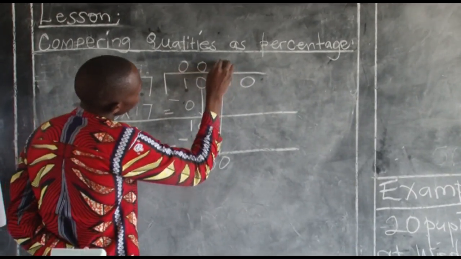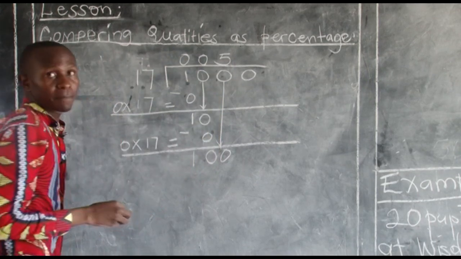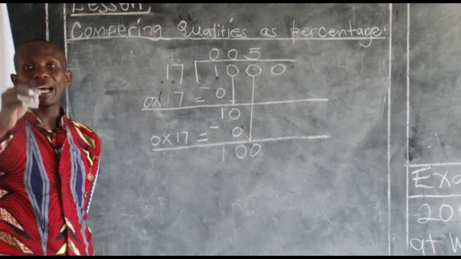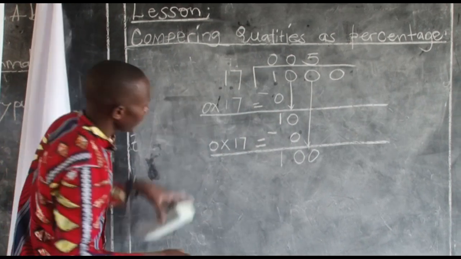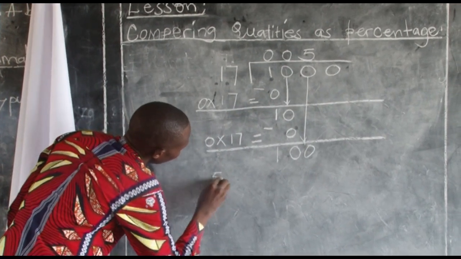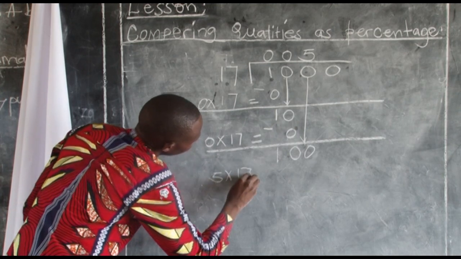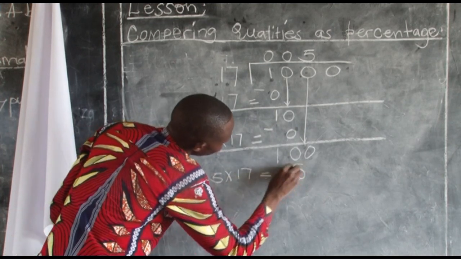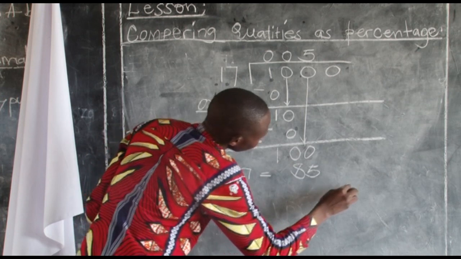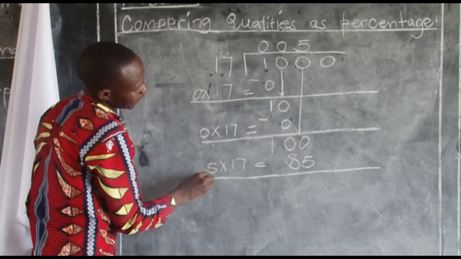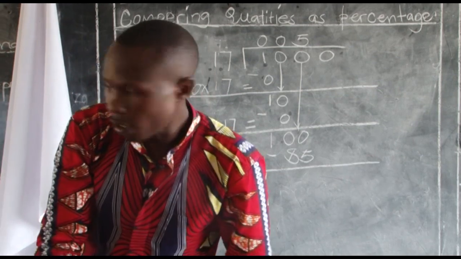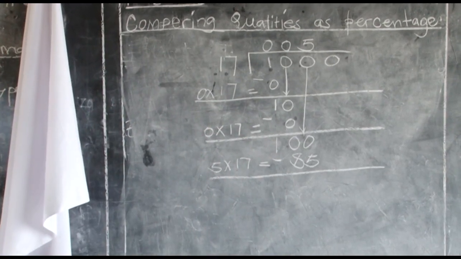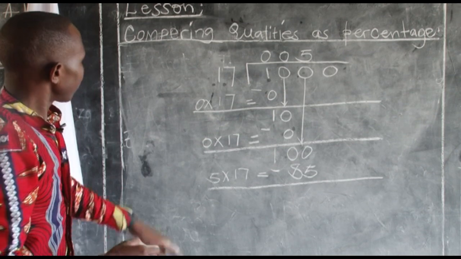So if they are 5, I'll come here and say they are 5 groups. After identifying that there are 5 groups, I will say 5 times 17. 5 times 17, which will give us 85. After getting 85, we have to subtract. We shall have to subtract.